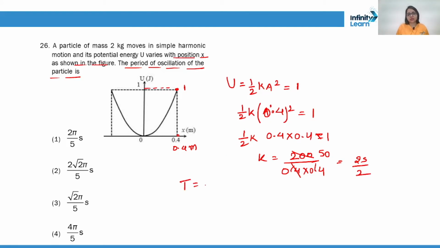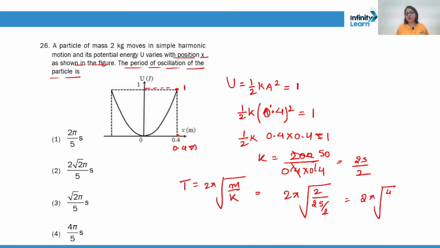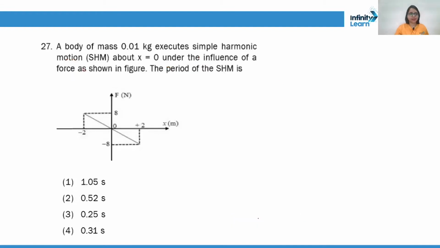Now the time period is 2π√(m/k). m is given as 2 kg. So it is 2π into √(2 divided by 25/2), which equals 2π√(4/25), and it will be 2π into 2/5, which is 4π/5 seconds, which is option 4.